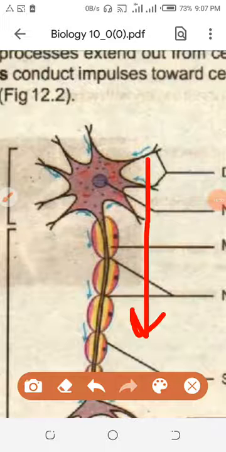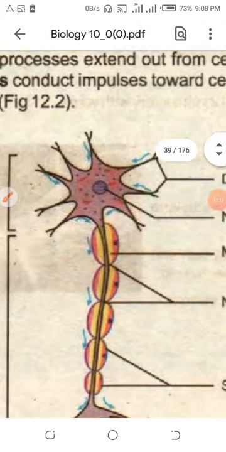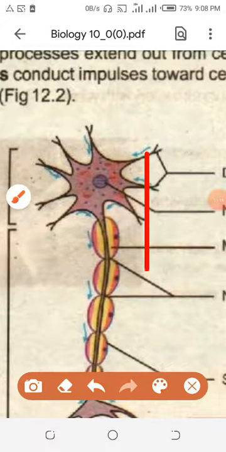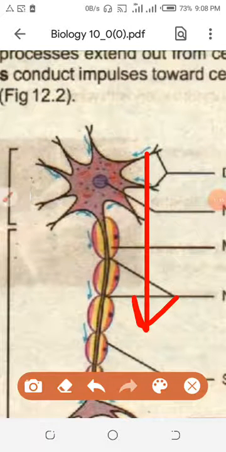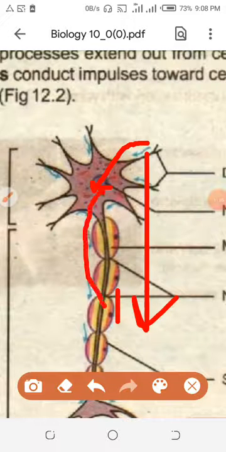But one thing I will tell you here at your level, which is very necessary: the direction of the nerve impulse. What is the direction of the nerve impulse? In which direction will the nerve impulse be transmitted? It will be transmitted from this direction to this direction. So it is transmitting from the dendrite to the cell body, and then from the cell body to the axon. So this will be the direction of the electric current.